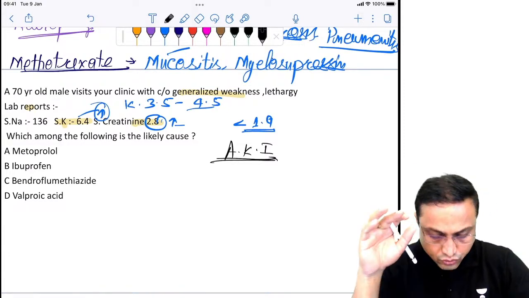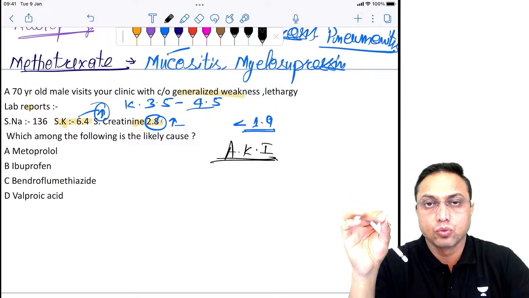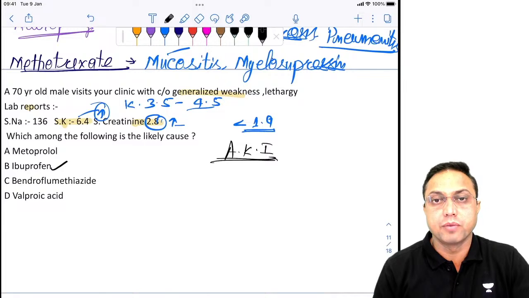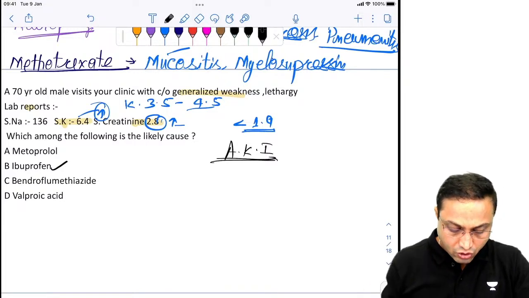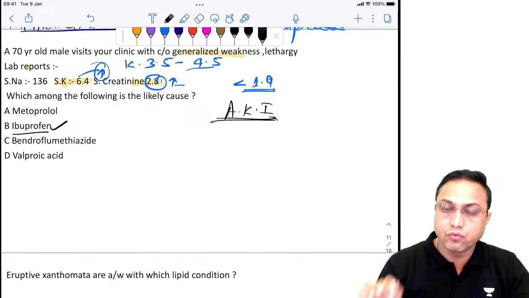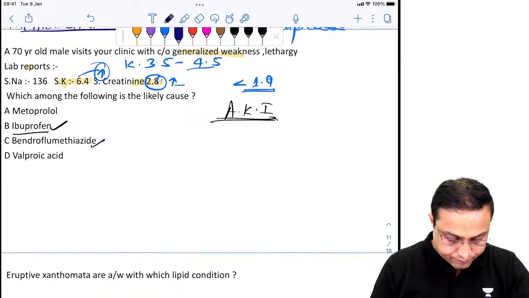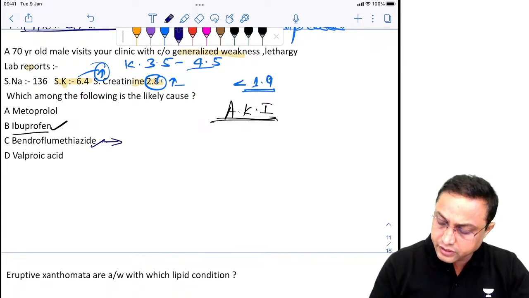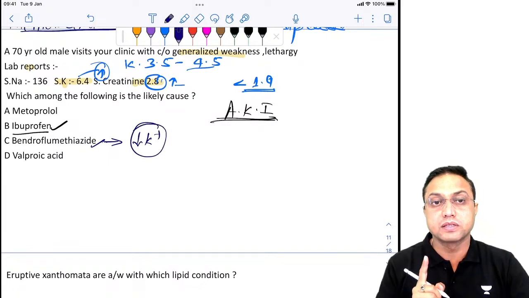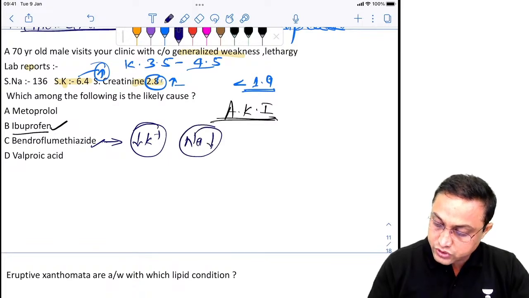Now we know that acute kidney injury is most commonly associated with the prolonged use of NSAIDs, non-steroidal anti-inflammatory drugs. Among the options given, I would like to go for ibuprofen. Why ibuprofen? Because bendroflumethiazide causes low potassium. First of all, it causes hypokalemia. Do remember this. It is associated with hypokalemia and hyponatremia.